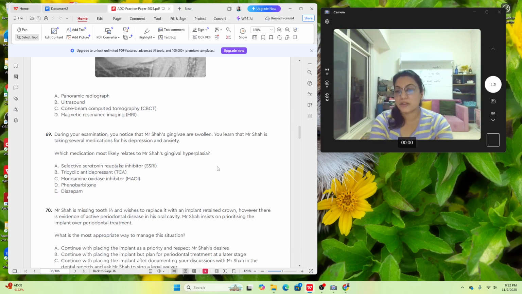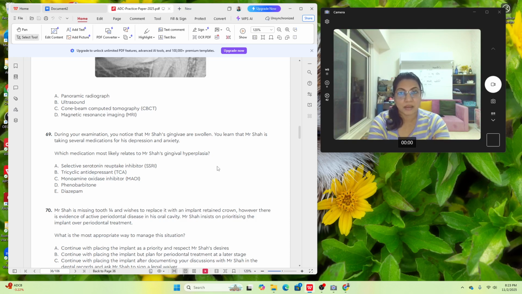During your examination, you notice that Mr. Shah's gingivae are swollen. You learn that Mr. Shah is taking several medications for his depression and anxiety apart from his medications for cerebral palsy. Which medication most likely relates to Mr. Shah's gingival hyperplasia? Barbiturates. If there is a mention of barbiturates, go for it.